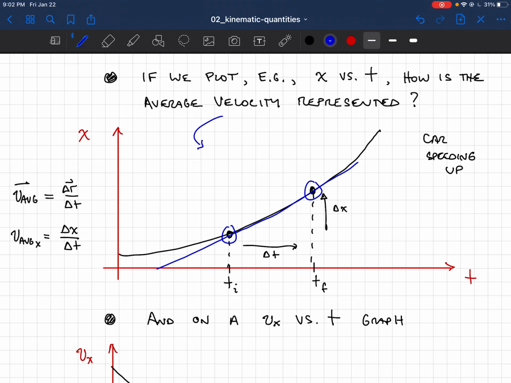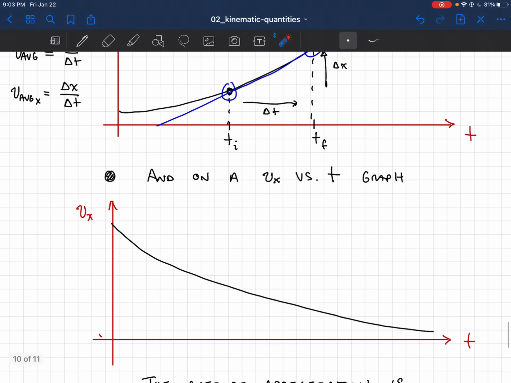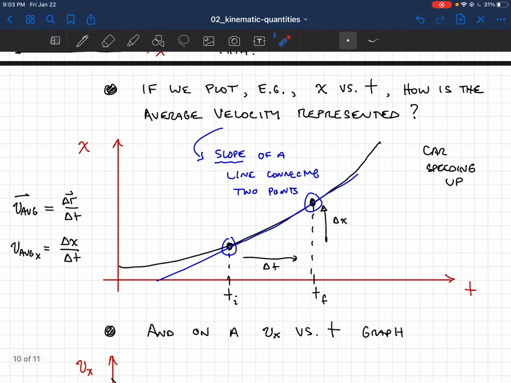So the answer here is slope of a line connecting the 2 points. What I mean by 2 points are the points at the initial moment and initial position of the interval and the final moment and final position of the interval. That's how we represent average velocity on a graph.